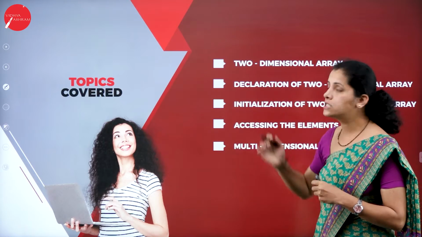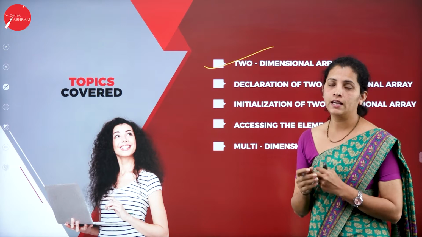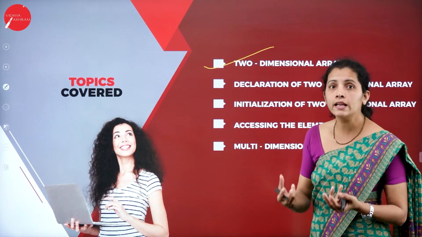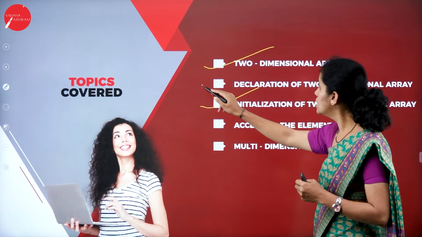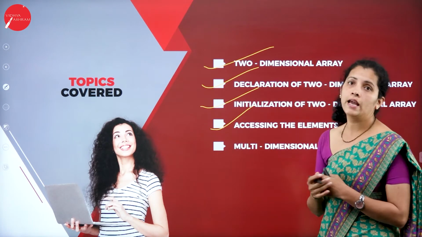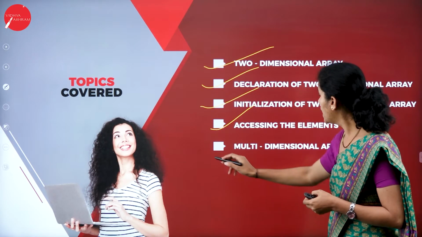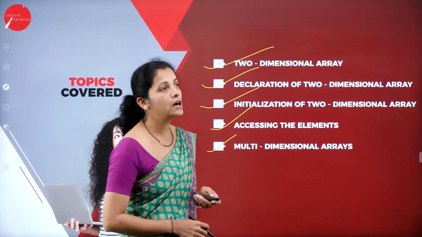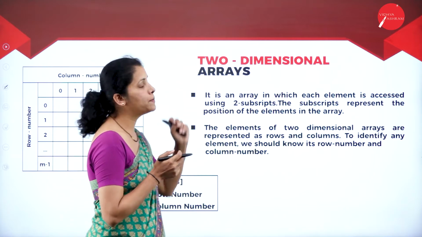Now in today's session, I'm going to deal with the two-dimensional array. That means how can I create a two-dimensional array? How can I declare a two-dimensional array? How can I initialize a two-dimensional array, and how can I access the element which is present inside the two-dimensional array? Along with that, I'm going to deal with multi-dimensional arrays. So at the beginning, I'm going to deal with the two-dimensional array.